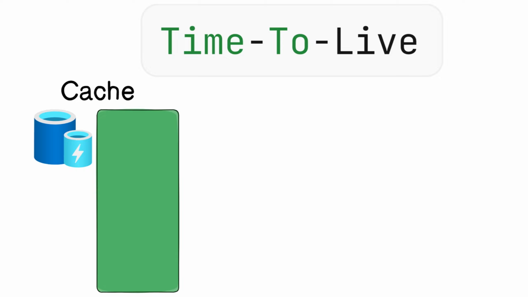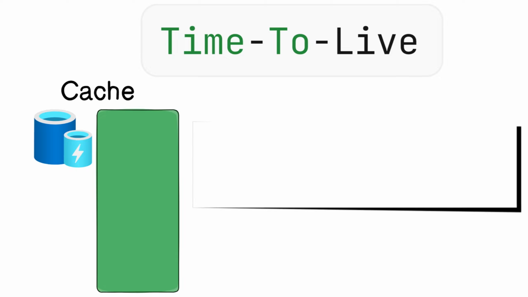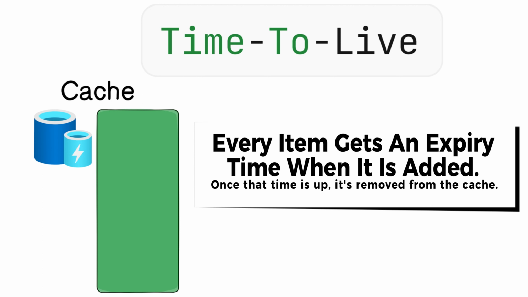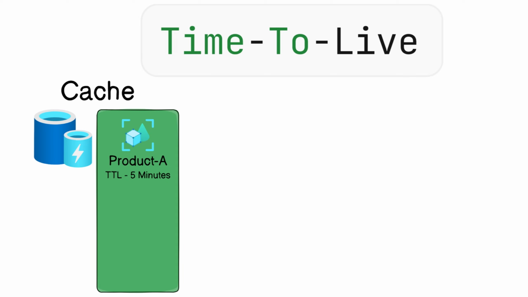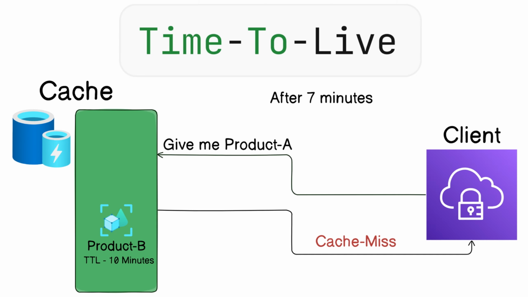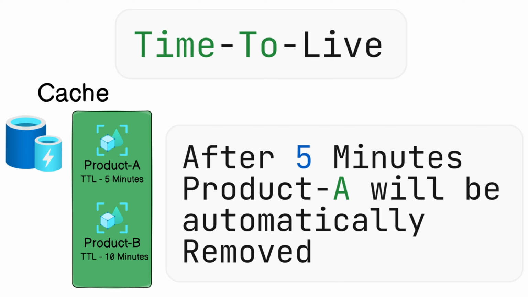The first one is time to live. This one is straightforward. Every item gets an expiry time when it is added. Once that time is up, it is removed from the cache. Suppose we want to cache product details for our e-commerce application. First we cache product A with a TTL of 5 minutes, and then we cache product B with a TTL of 10 minutes. Now if we try to access product A after 7 minutes, we get a cache miss because it's gone after 5 minutes. But product B still has 3 minutes left.